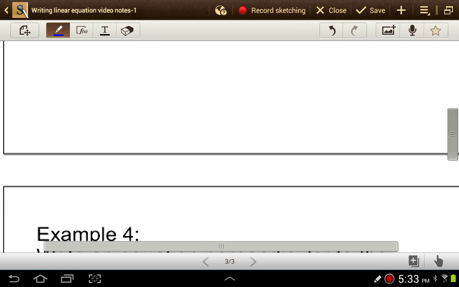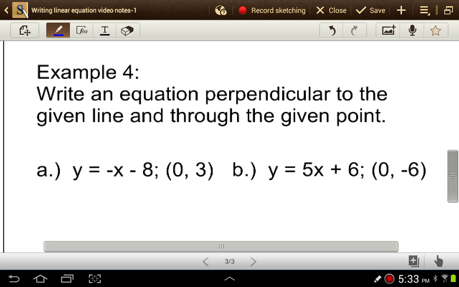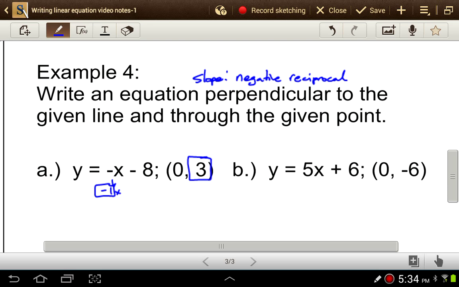In my last example, find the equation perpendicular to the given line through the given point. So again, all I care about is the slope, and this time it's going to be the negative reciprocal. That is what my slope is. It's a negative reciprocal. So I look at my slope here, negative x, that represents negative 1x. So the negative reciprocal of that, and then my y-intercept is 3. So that's going to be y equals, the negative reciprocal of negative 1 is positive 1, so it's just going to be x plus 3.